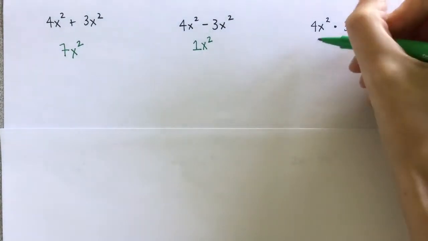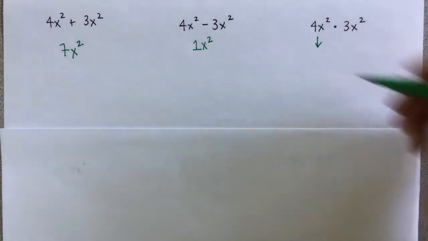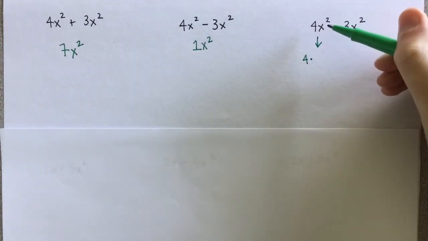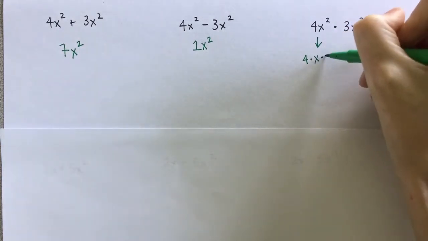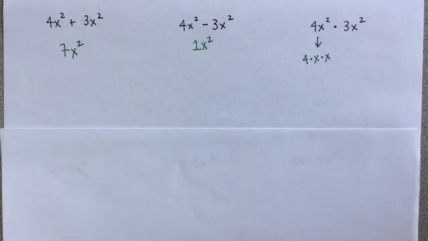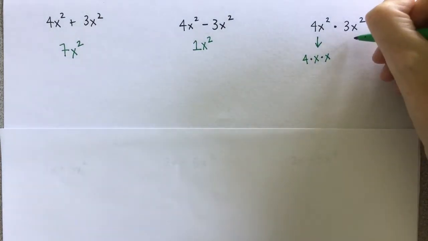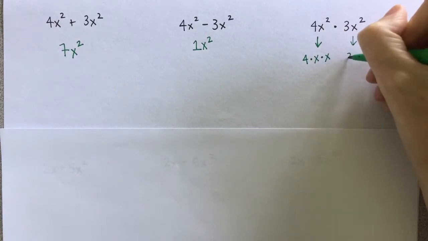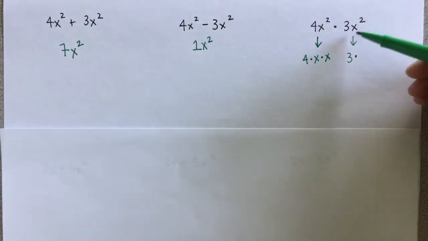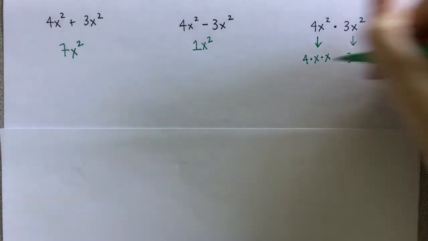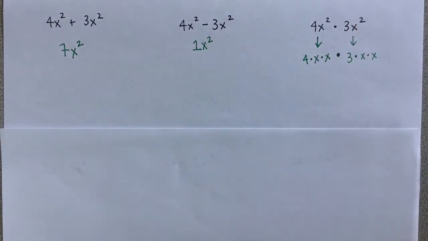So first let's consider this 4x squared. What that means is 4 multiplied by x squared. And x squared means x times x. So another way of writing that is like that. 4x squared is the same as 4 times x times x. And with 3x squared, we could rewrite that as 3 times, and x squared means x times itself 2 times. And let me put our multiplication symbol in the middle.